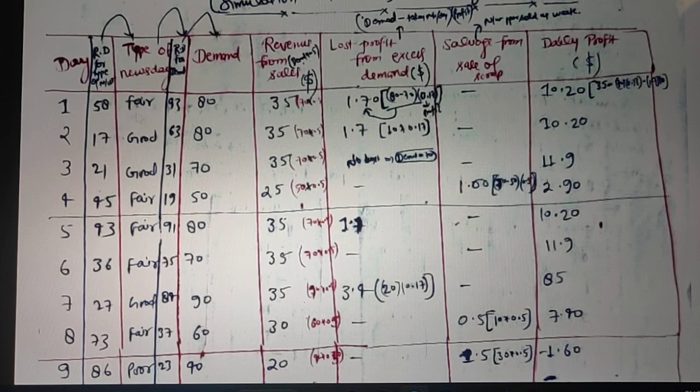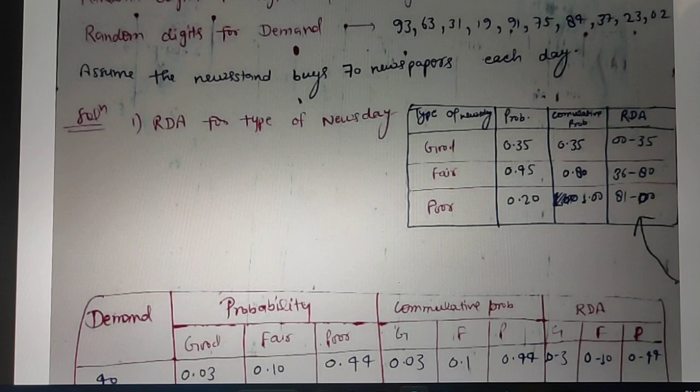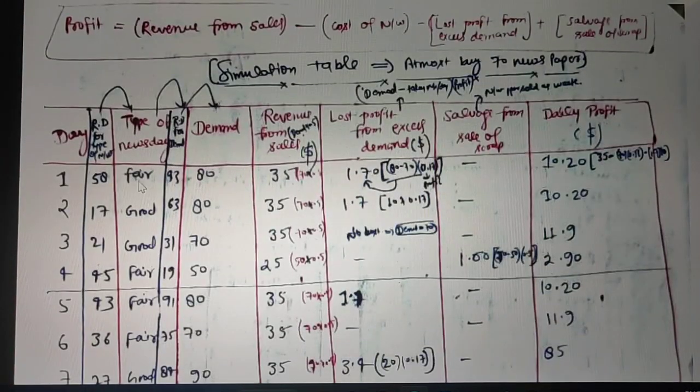Now I am going to discuss how we can generate this table. Here, on day 1, the random digit for news day is given as 58. Now we have to go to the type of news day section and see which range 58 lies in. So 58 lies in this range, and accordingly the type of news day will be fair.